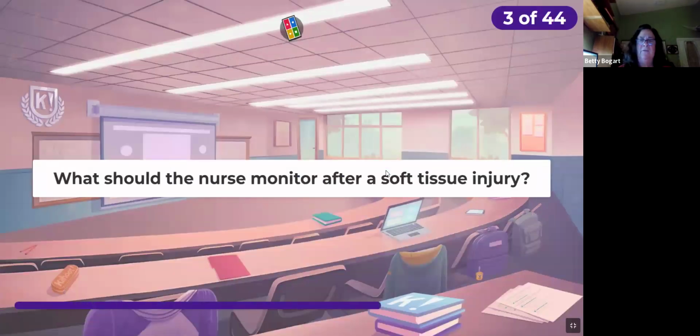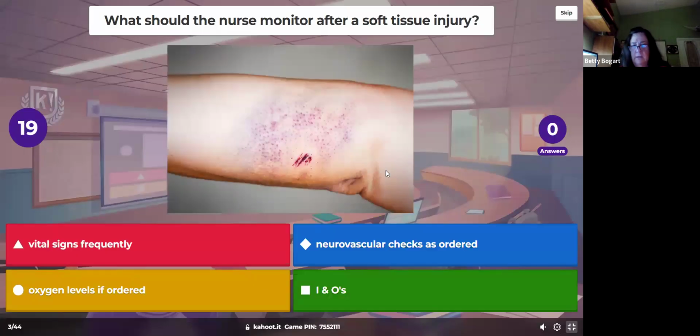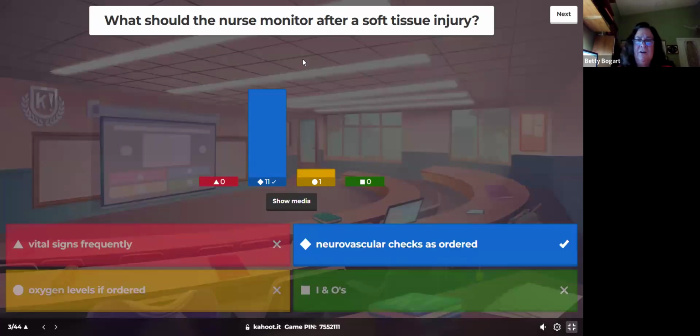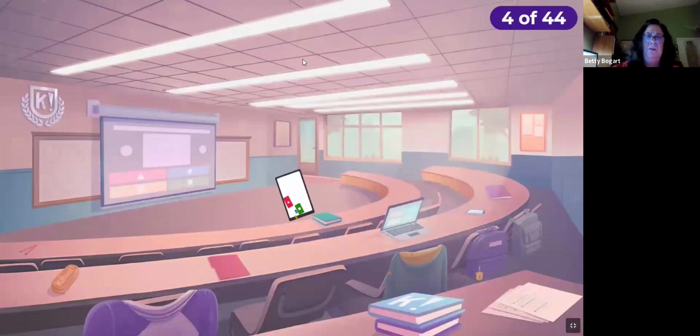What should the nurse monitor after a soft tissue injury? A bruise, a crush, an ecchymotic area. What do you need to be looking at? So anytime, any injury, always do neurovascular signs. Do a neurovascular check. Are the toes pink? Have we got good capillary refill? Are the fingers pink? Good capillary refill. Very important to get to that, to remember it.